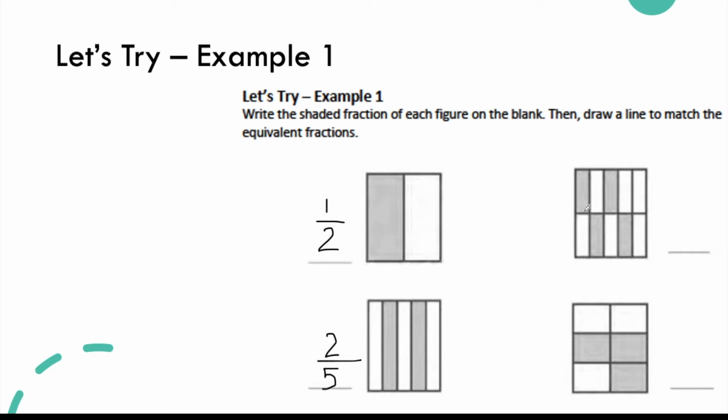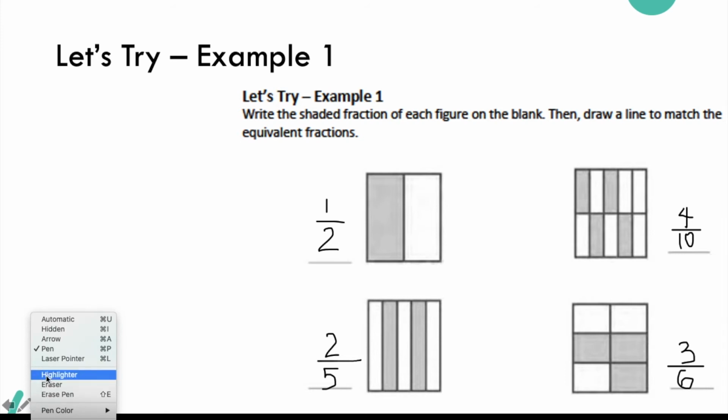All right, now let's count up here. 1, 2, 3, 4, 5, 6, 7, 8, 9, 10. So these are tenths. My denominator is 10. And my fraction is 1, 2, 3, 4. Okay, 4 tenths. And now let's try this one. 1, 2, 3, 4, 5, 6. Okay, 6 is my denominator. Draw that line. And I see that 3 are shaded in. So now I need to figure out the equivalent fractions.